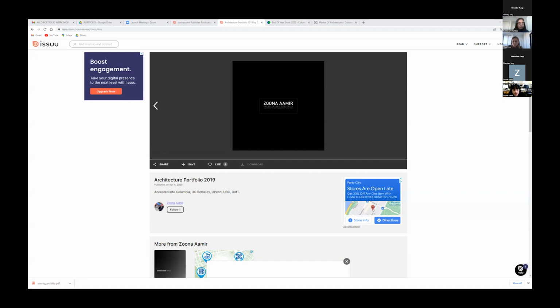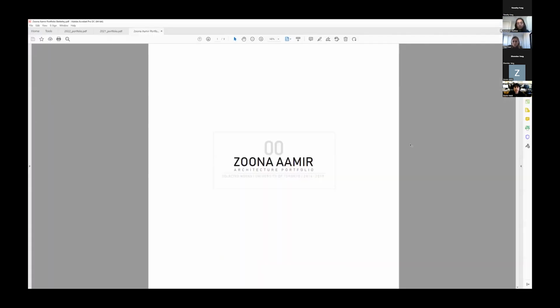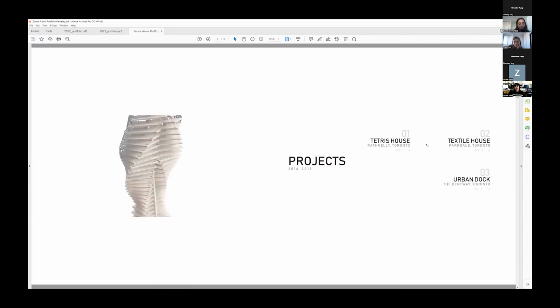Let me see. Wait, this one. So this is 9 pages, which is crazy. But this is what it looks like. It's super cluttered, but considering what I had to do, it makes sense.